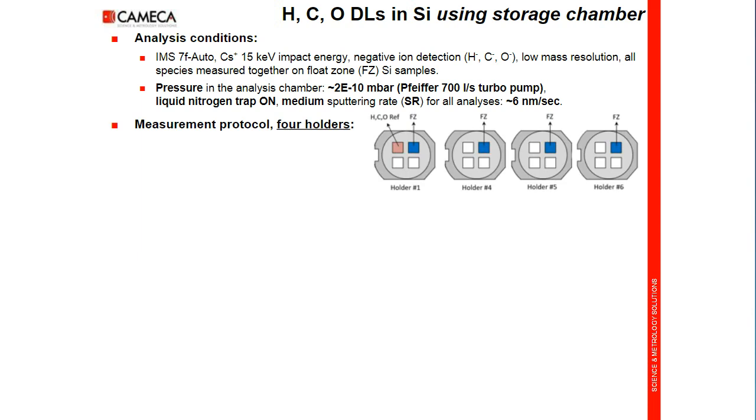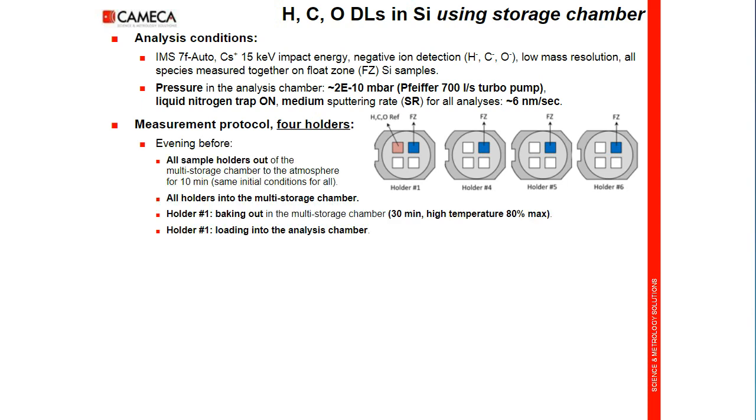Measurements were performed on 4 float zone silicon samples, each loaded into a different holder. A reference sample was also introduced in holder 1 for performing data quantification. On the evening before, the 4 sample holders, 1, 4, 5, and 6, were taken out of the instrument to the atmosphere for 10 minutes in order to start from the same initial conditions for all holders. The holders were then introduced in the multi-storage chamber one by one.